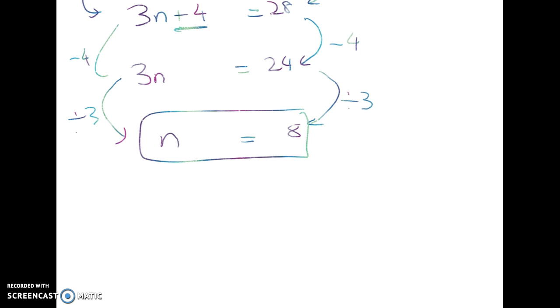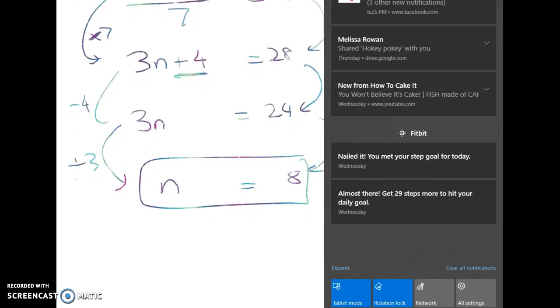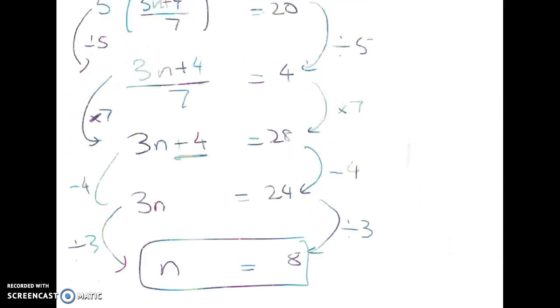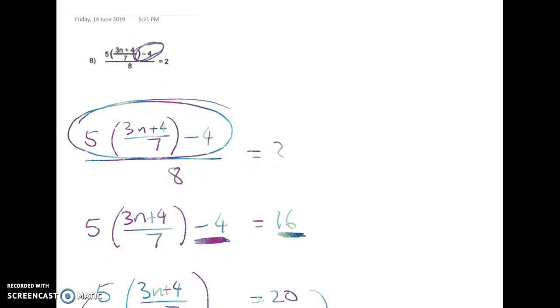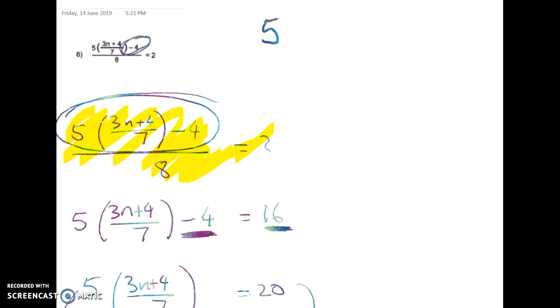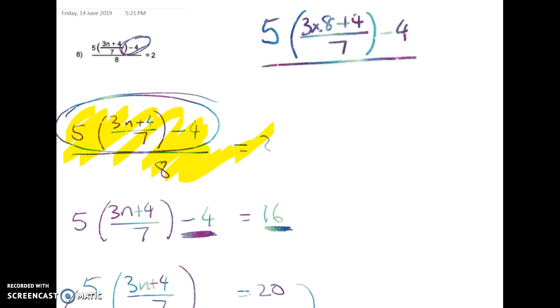Now, because it was such a messy equation, we're going to go back to the start and put n in and check that it makes it a true statement. Here we go. So, if we now take this equation and substitute in n equals 8, let's see if it works. So we've got 5 times 3 times 8 plus 4 divided by 7, take away 4 divided by 8.